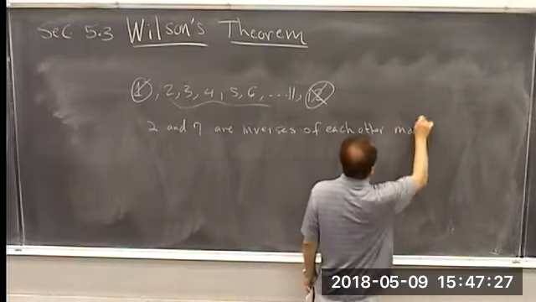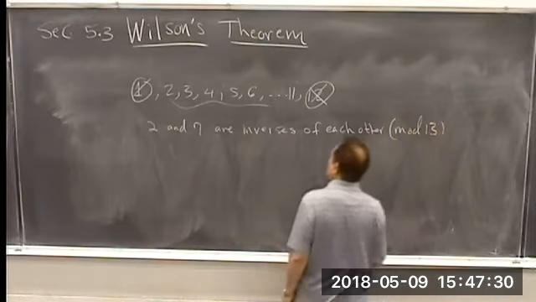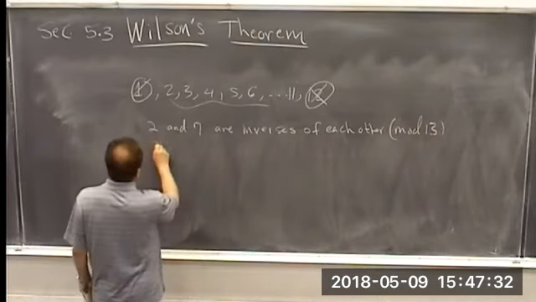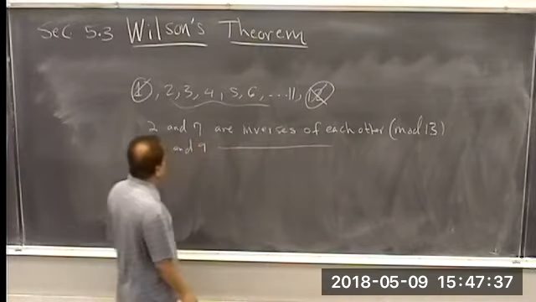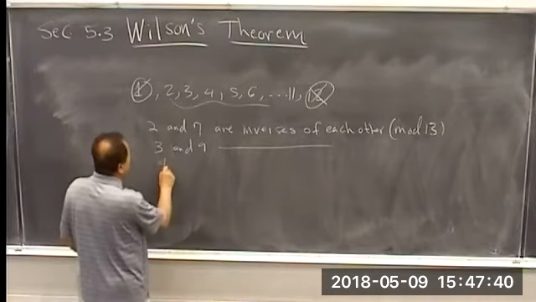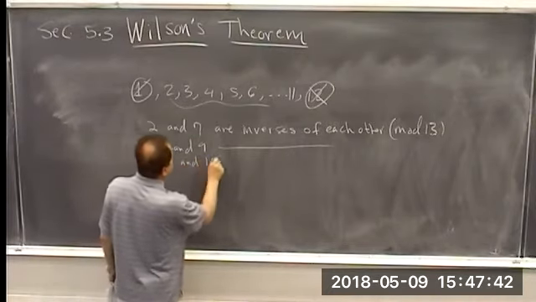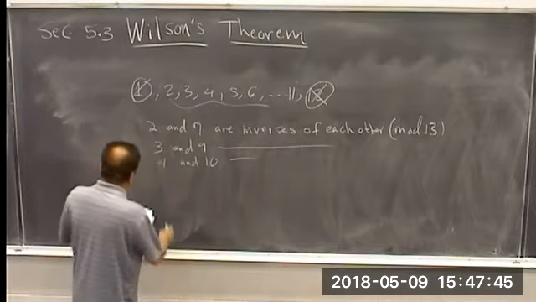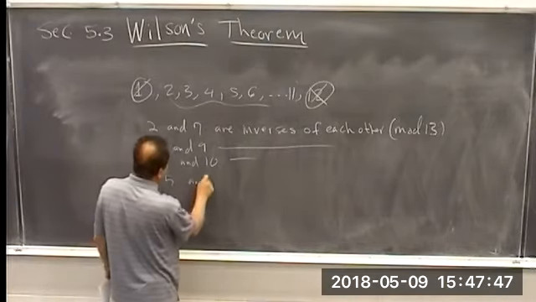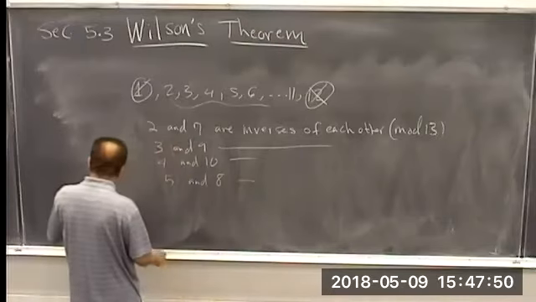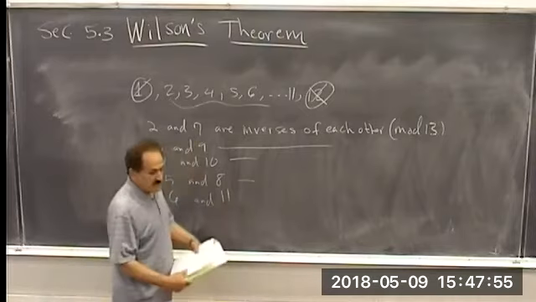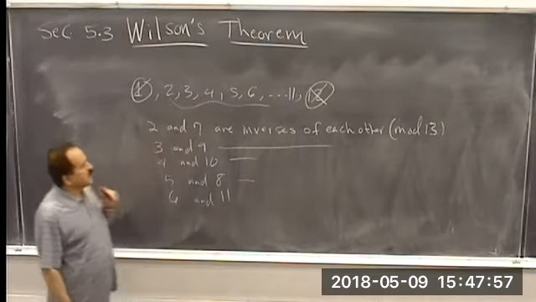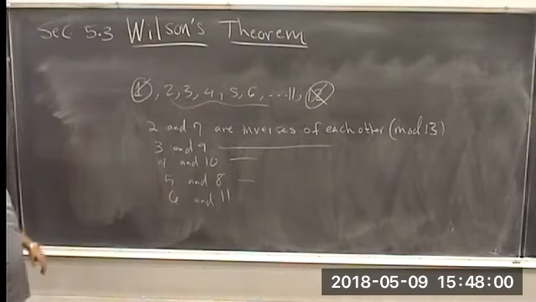Odd 30, all right? Similarly, we're going to see 3 and 9. Same. Then we have 4 and 10, 5 and 8, and 6 and 11. So this counts for all the numbers in this list, omitting the 1 and the 12.